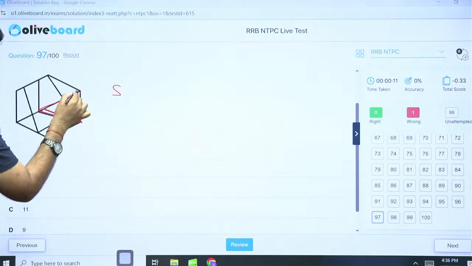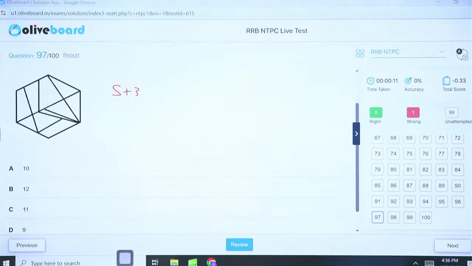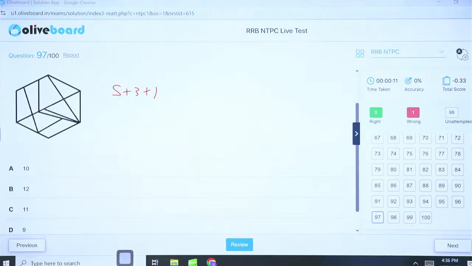No, this is also not accounted for. So this is 3 triangles. And this one here is 1 more. Do we have any other triangle? No. So 9 is the correct answer.